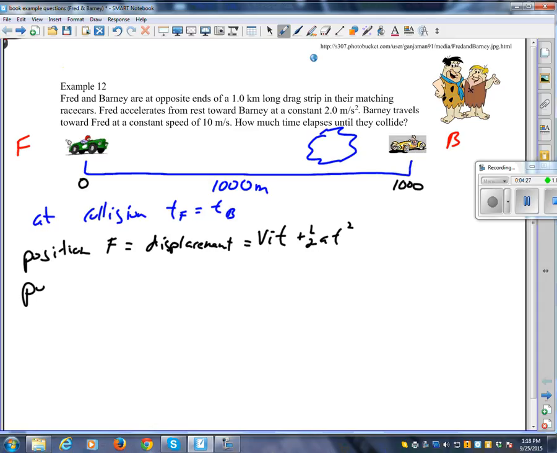Position Barney is not equal to his displacement because his position is measured relative to the 0. So what is his position? Well, initially, he's at position 1,000, good. But he is displaced, so would you say minus his displacement, or would you say plus his displacement? Actually, either one is fine. You would say minus? And I'm okay with that.